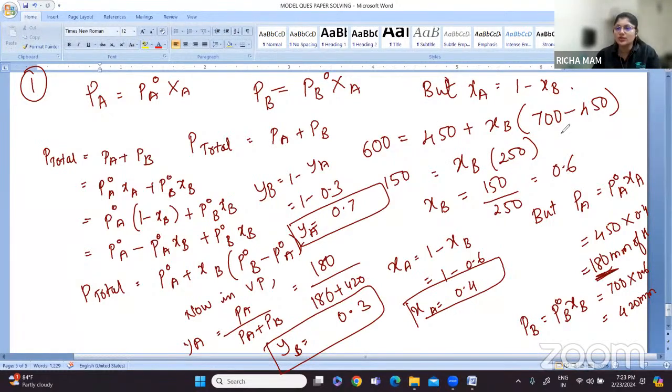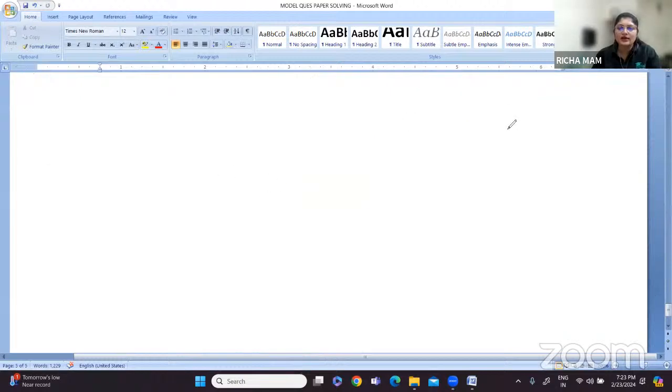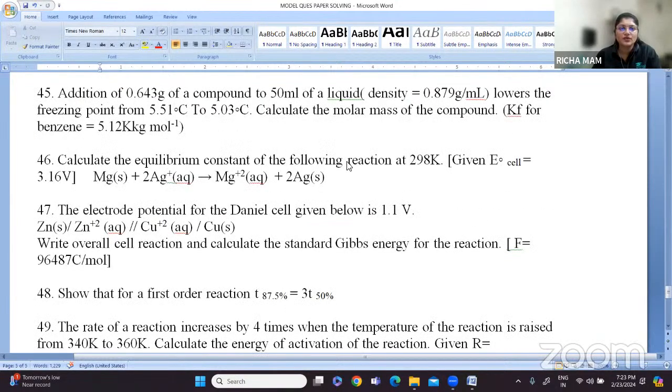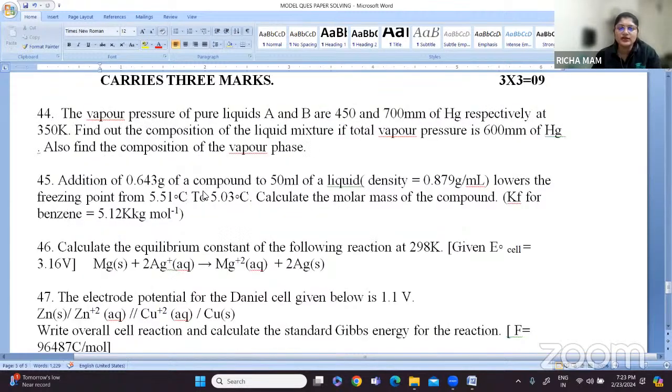So this is a question from solutions, right? Okay. So moving forward, next question. The next question is: addition of 0.643 gram of a compound to 50 ml of benzene, density given as 0.879 gram per ml, lowers the freezing point from 5.51 degrees Celsius to 5.03 degrees Celsius. Calculate the molar mass of the compound. Kf for benzene is 5.12 Kelvin kg per mole.